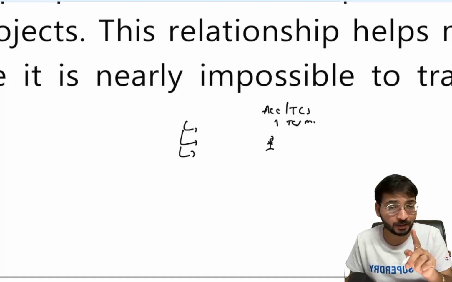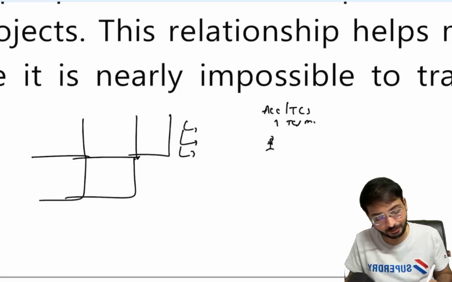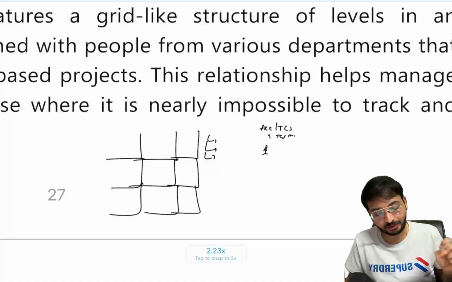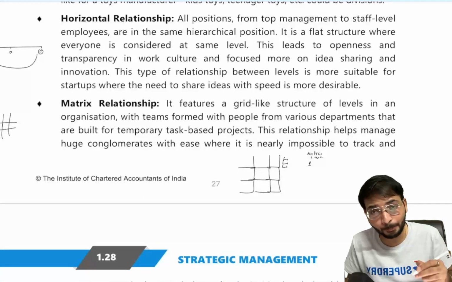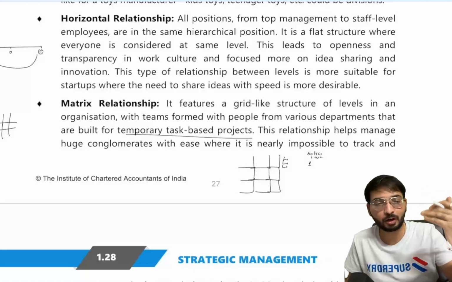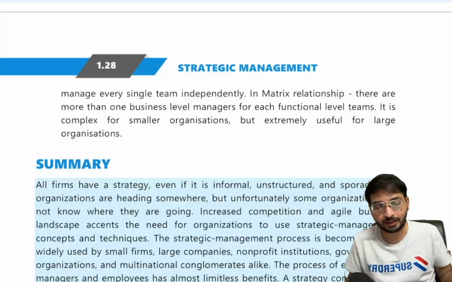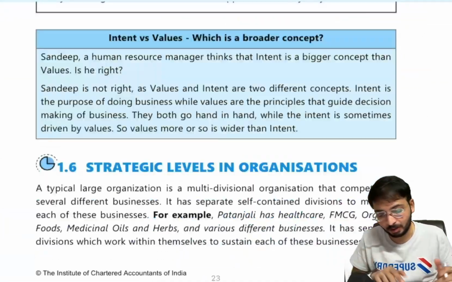So each person will have two managers. The same way another person will have two managers, like this, like this, like this. So now you see it is creating a matrix kind of structure. This is called the matrix structure, where it is temporary and task based. Once this task is completed, he'll be moving on to another project. So this is called matrix relationship.